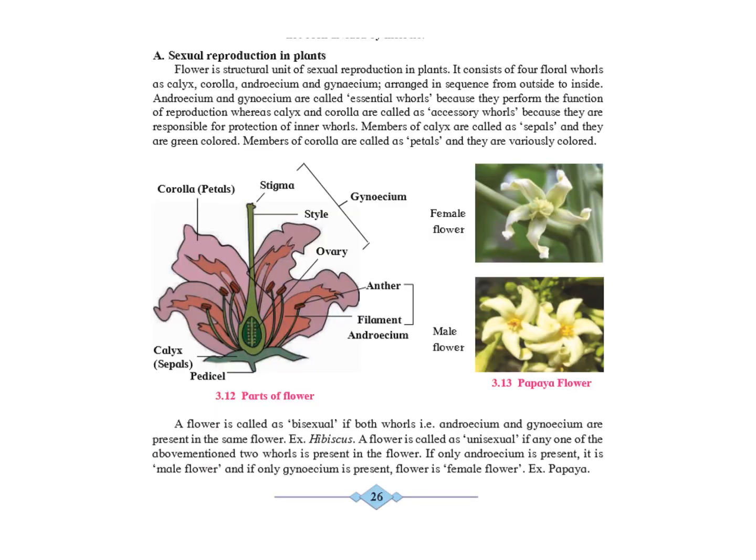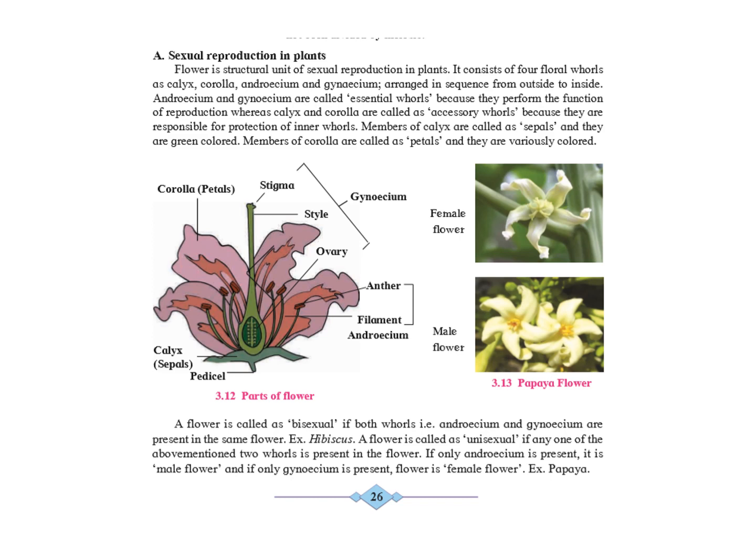Sexual reproduction in plants. Flower is the structural unit of sexual reproduction in plants. It consists of calyx, corolla, androecium, and gynoecium, arranged in sequence from outside to inside. The androecium and gynoecium are the male and the female parts of the flower, respectively. A flower is called bisexual if both androecium and gynoecium are present in the same flower. For example, hibiscus or shoe flower.